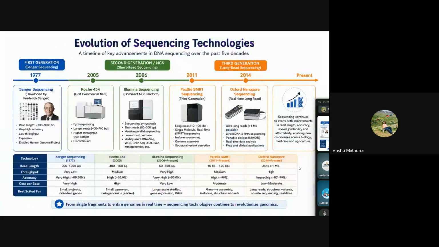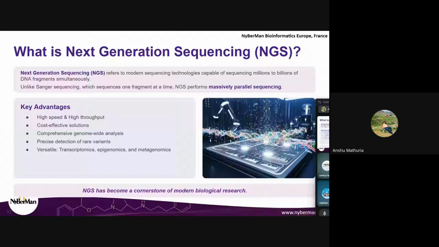Next slide. Okay. So now, what is this next generation sequencing? I already mentioned that next generation sequencing refers to a modern technology where you can sequence millions or even billions of DNA fragments simultaneously. And why is it important? The main concept and importance of NGS is its property of massively parallel sequencing, that is, you can sequence billions and millions of fragments in one go.